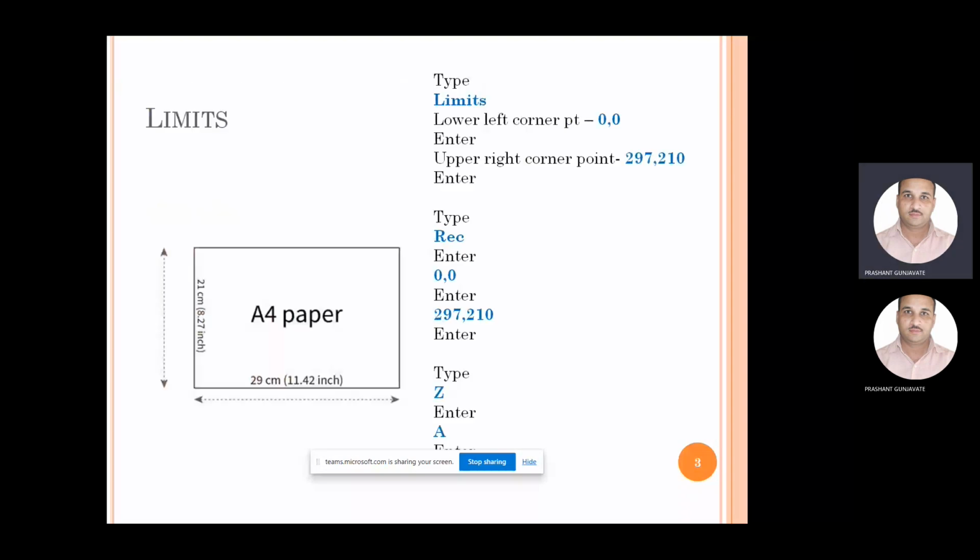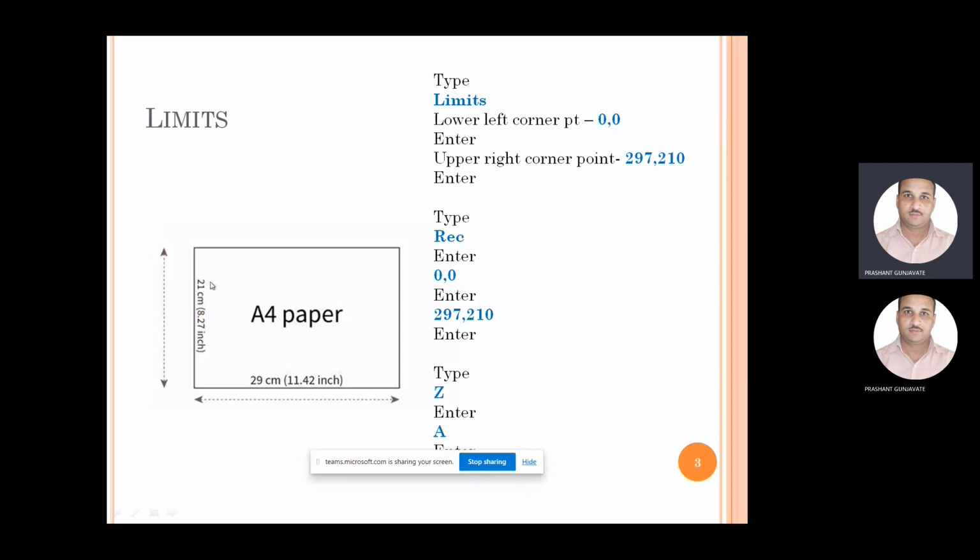Okay, so what are the limits? See, something we draw on paper has to be printed on an A4 size paper sheet. So when you draw, it should be drawn within the area of A4 size paper. So what are the dimensions of the A4 size paper? You can see in the figure, it has 297 millimeter length and 210 millimeter height.